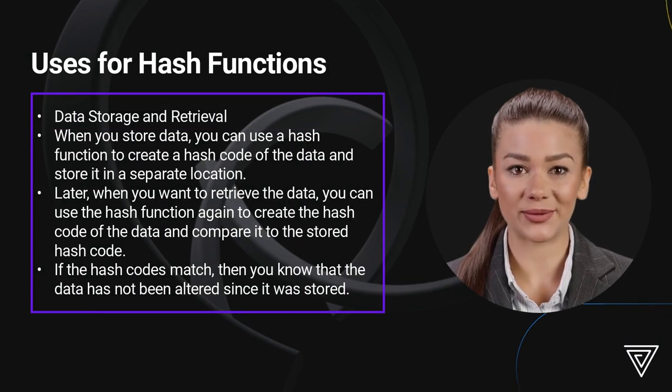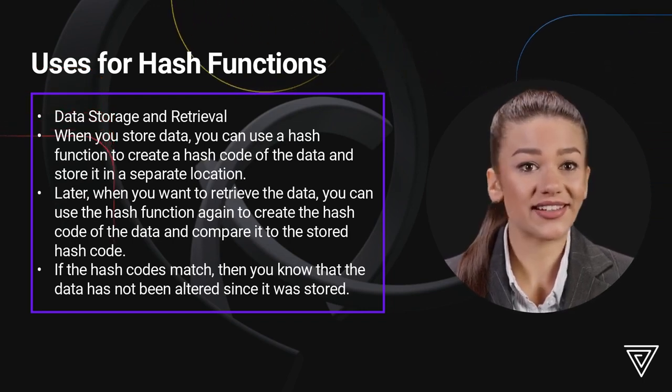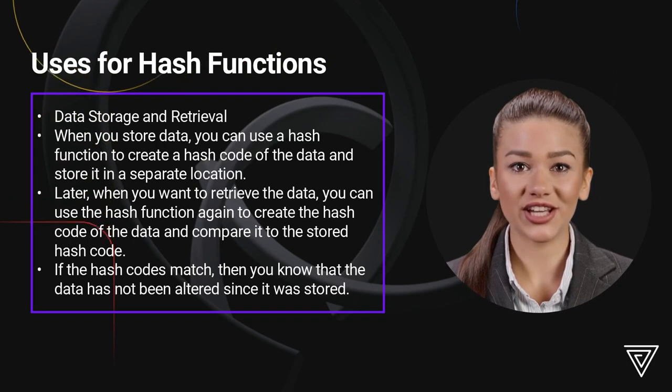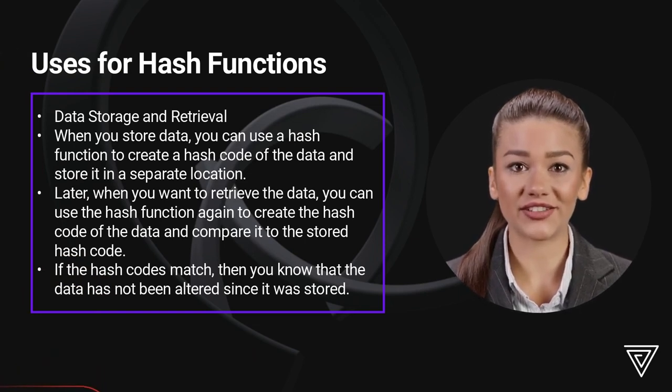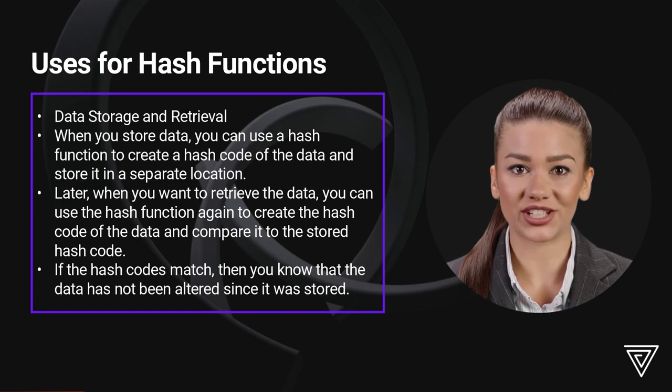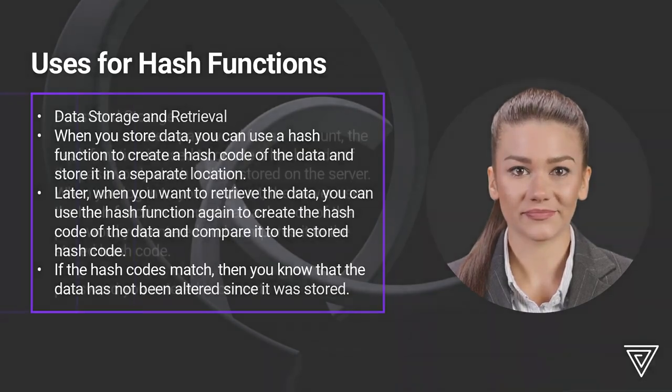Hash functions have many practical uses in computer science. One of the most common uses is in data storage and retrieval. When you store data, you can use a hash function to create a hash code of the data and store it in a separate location. Later, when you want to retrieve the data, you can use the hash function again to create the hash code of the data and compare it to the stored hash code. If the hash codes match, then you know that the data has not been altered since it was stored.